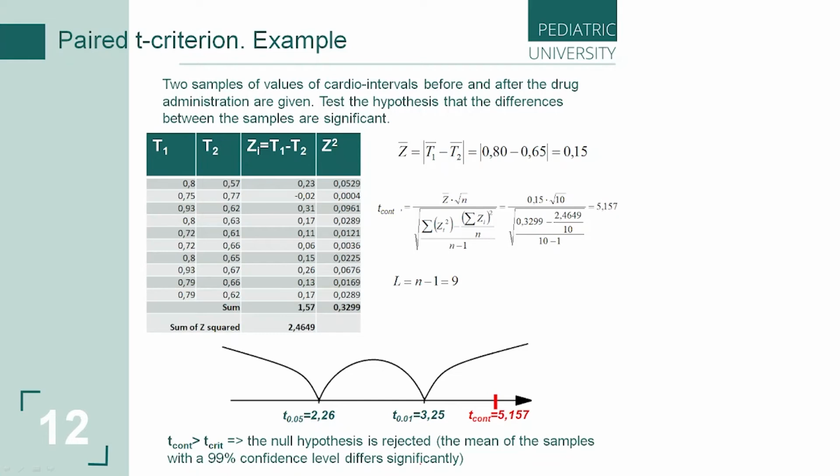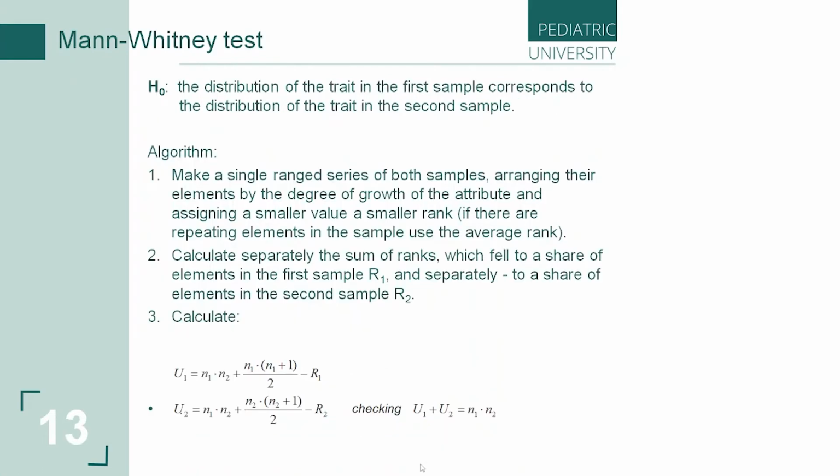So, we looked at the T criterion for independent samples and the paired T criterion. They can work only in the case of normal distribution in the samples, as I said earlier. And if the distribution law is non-normal, we must use non-parametric criteria, which are naturally less powerful, but they allow us to work with distributions other than normal.